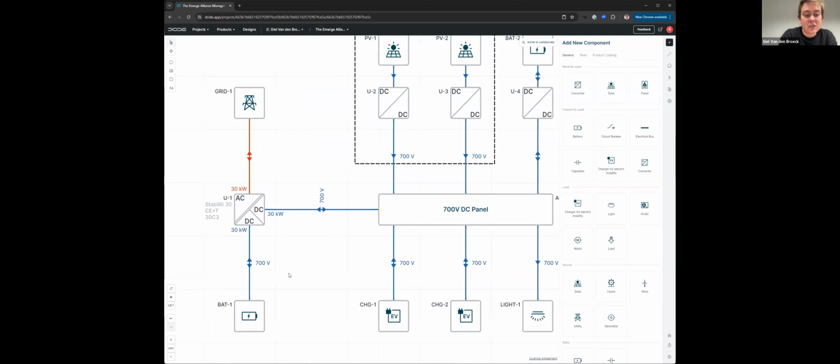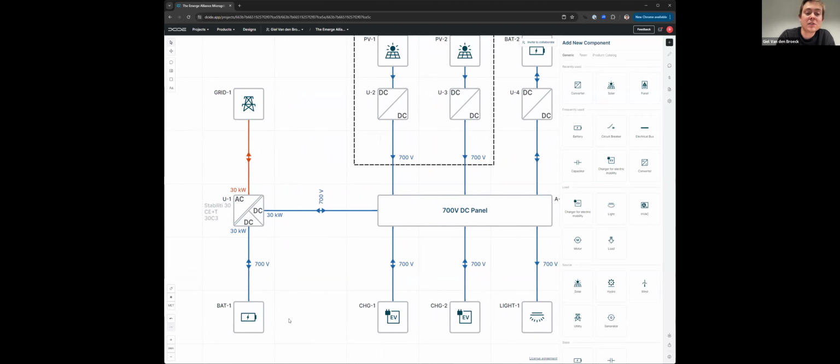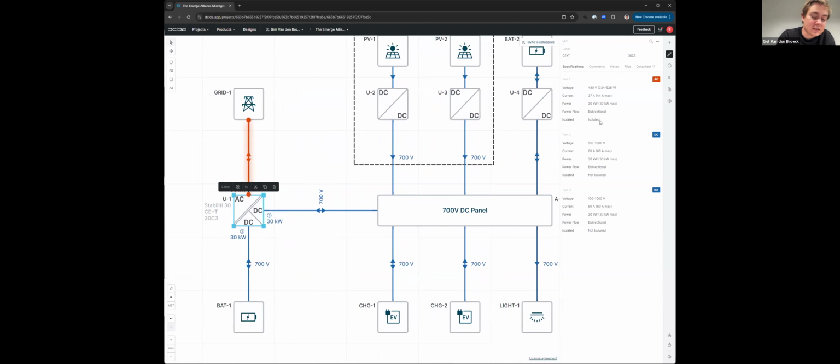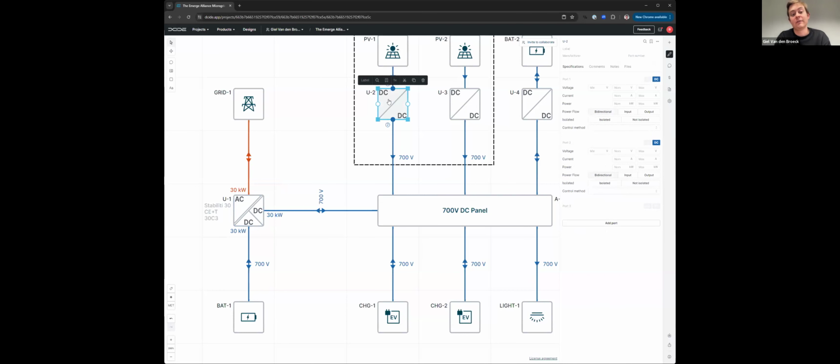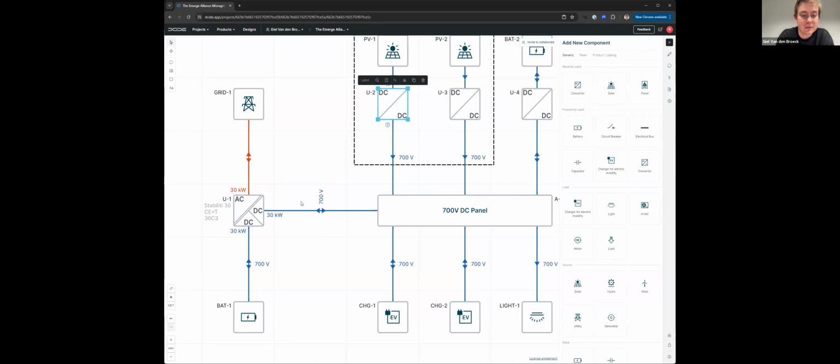So your symbols immediately adopt the characteristics of these components. And that's very important to address the problem of fragmented information that we had in the slides, because now you can make a decision whether this component fits your design. Did I want an isolated converter, or don't I want an isolated converter? You immediately see that and have that information available while you're designing, while staying within the design.